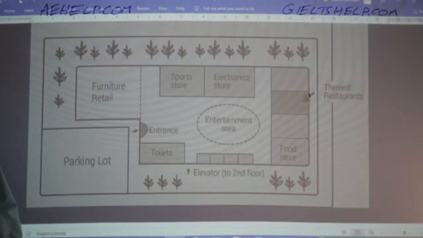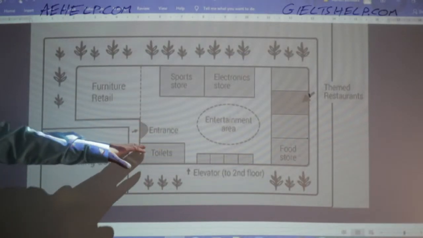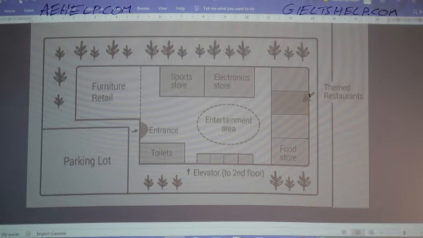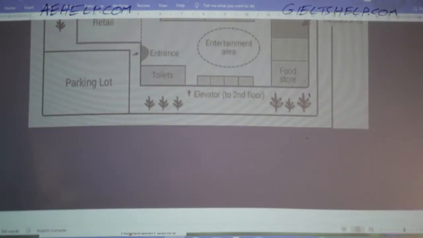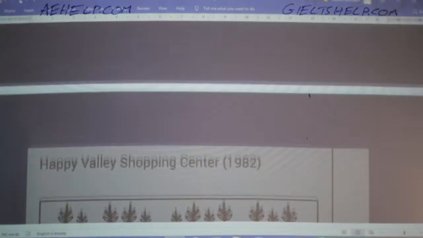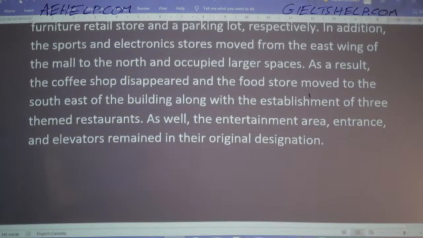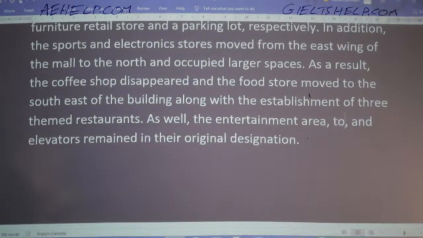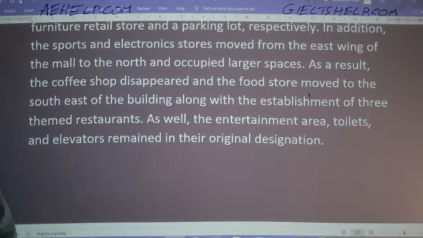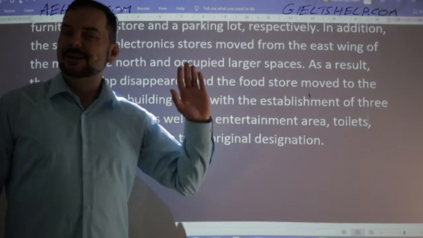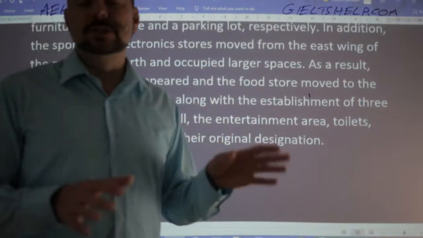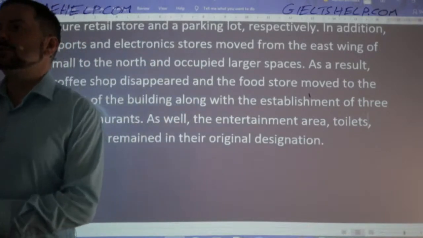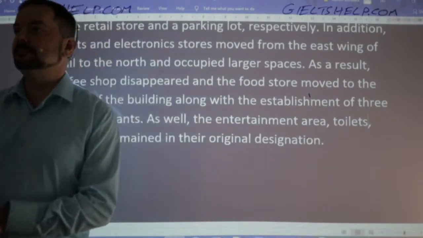Okay, the lobby area and the entrance seems a little bit different. The toilets remain the same. So I don't know what to write about the entrance and the lobby area. I think that's a little bit confusing because they're somewhat synonymous. So I might decide to not really focus on that. And instead of the entrance, I can write toilets here. And then I'm happy with it. Okay, so as well, the entertainment area, toilets, and elevators remained in their original designation. I'm just going to ignore that lobby area and entrance area. That seems a little bit confusing and awkward to me. It's not that important. Okay.